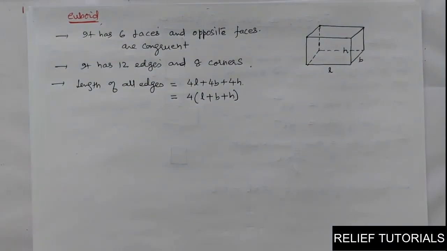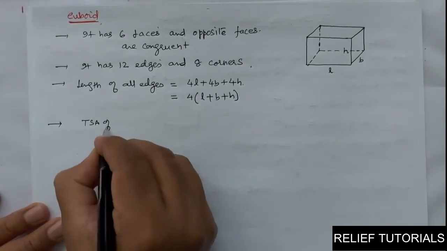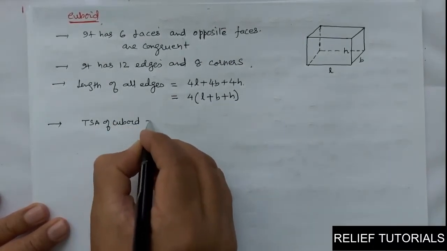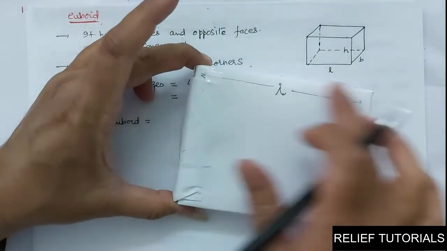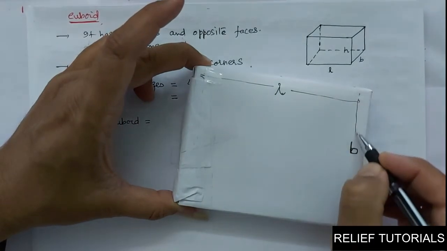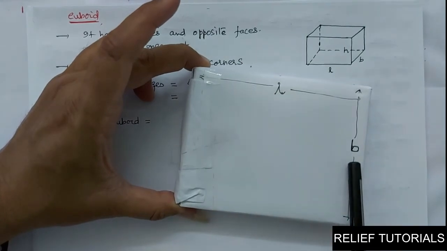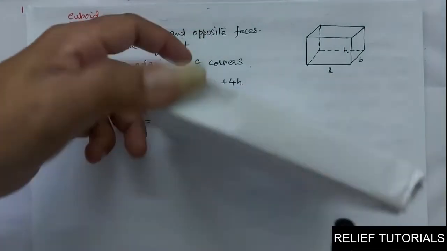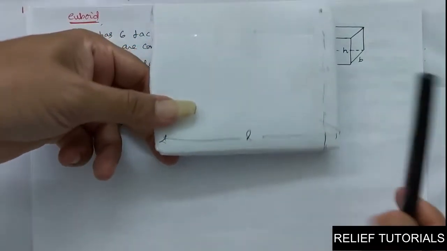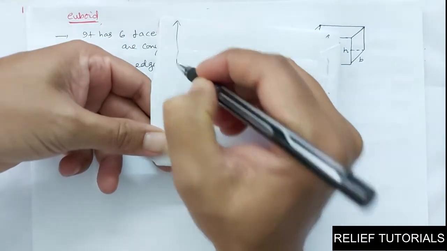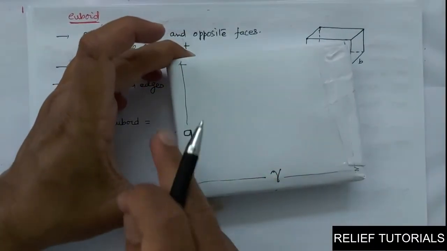Now we will find the total surface area of a cuboid. First we will find the area of this face. This is a rectangle, and you know the area of a rectangle is length into breadth. So the area of this face is length into breadth. The area of this opposite face is also length into breadth.